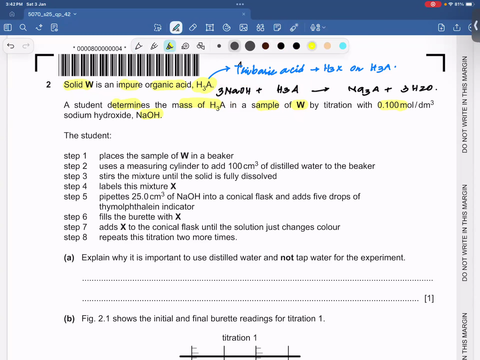The student places the sample of W in the beaker. So W is basically what? H3A. That is the organic acid. Using a measuring cylinder to add 100 cm cubed of distilled water to the beaker. By the way, a measuring cylinder is not an accurate apparatus.